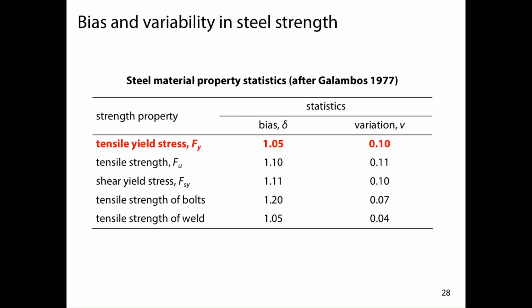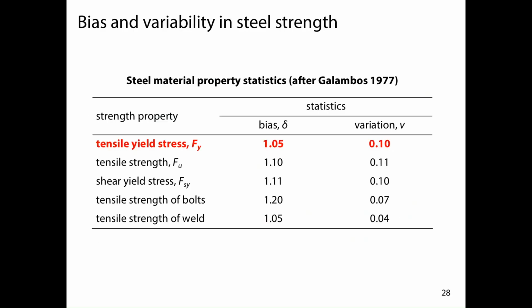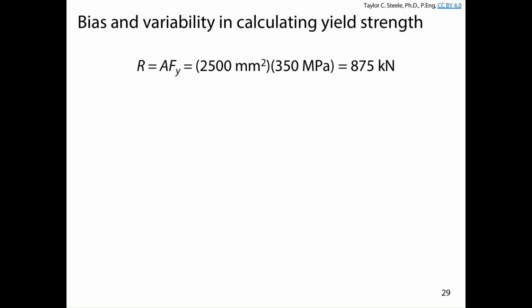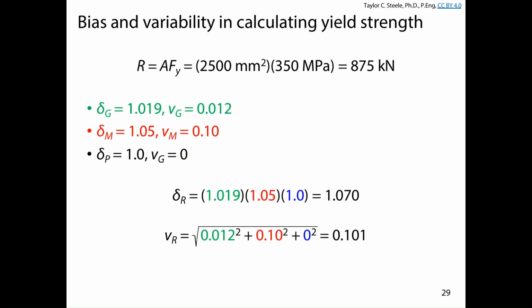what we can do is estimate, if we take the geometric bias and variation, the material bias and variability, and then because we're using A Fy, which is, quote unquote, a perfect equation, we'll talk more about that later on in the course, we can calculate the total bias that we expect in our resistance estimates. We expect on average the resistance to be 7% higher than what we calculated, but there's a variability around that. So it could be higher or it could be lower. So on average, it's higher, but there's some variability.